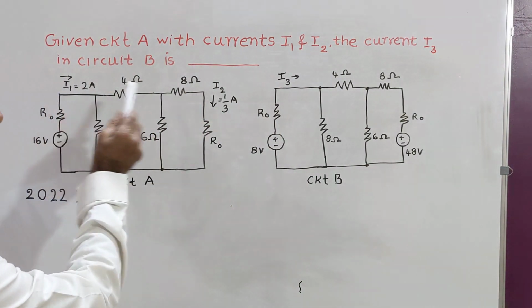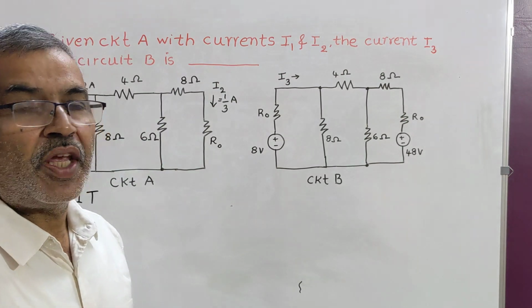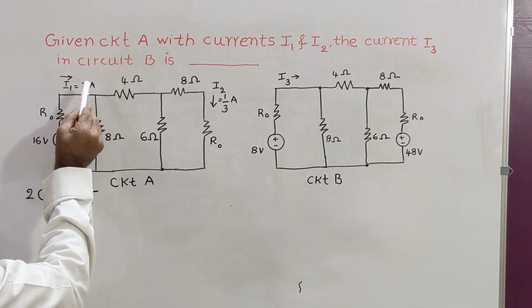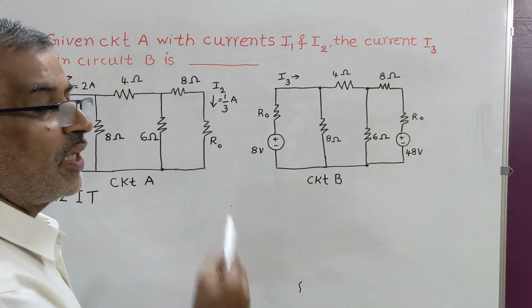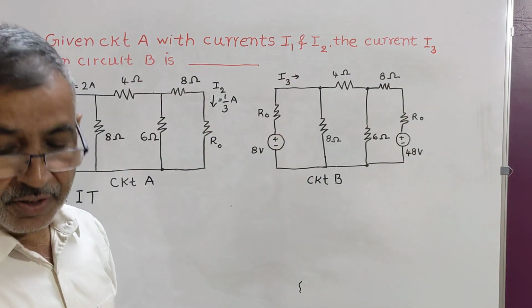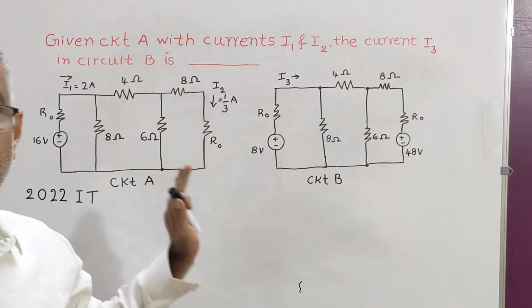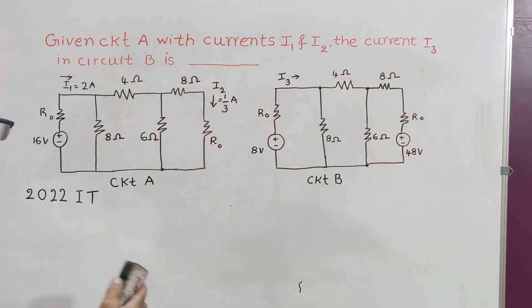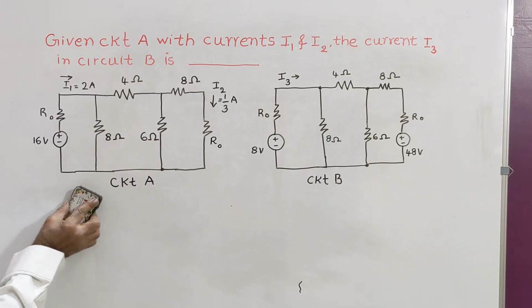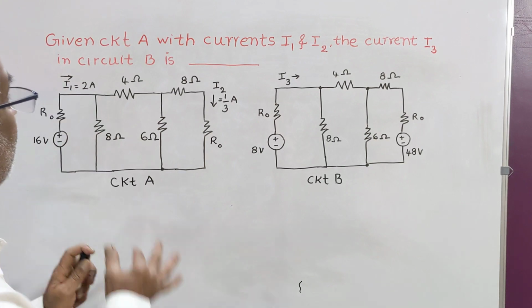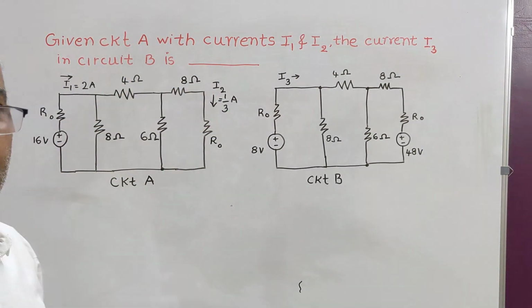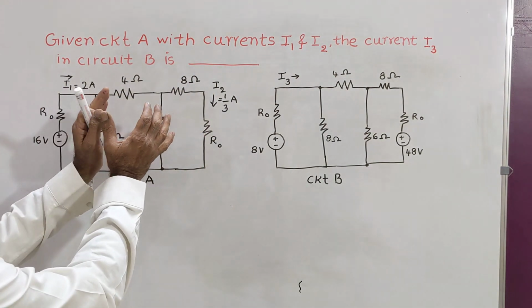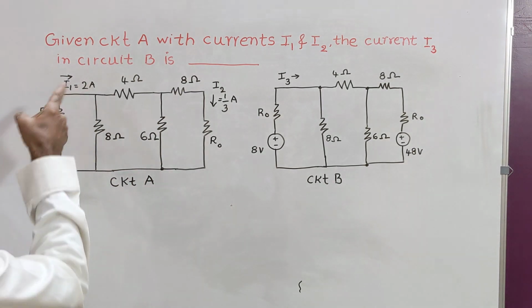I1 and I2 are the two currents given in circuit A. I1 is 2 amperes and I2 is 1 by 3 amperes. So we have to find I3. Now first concentrate on circuit A, where we have to find R0.